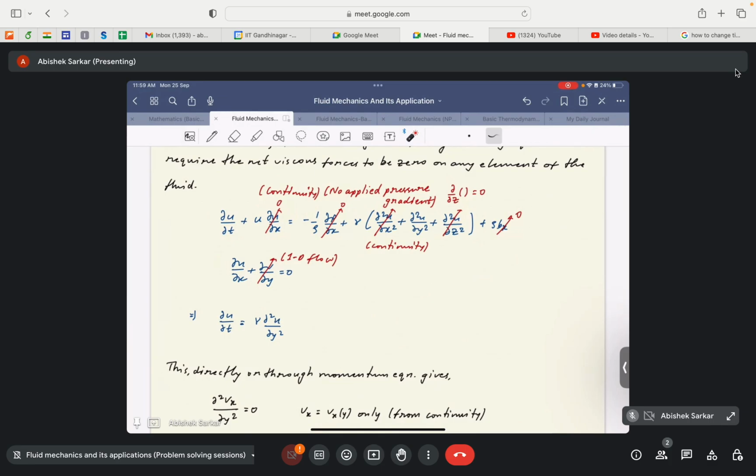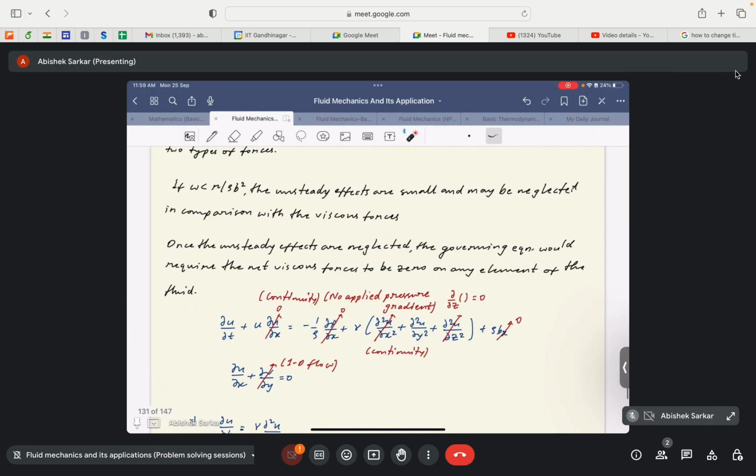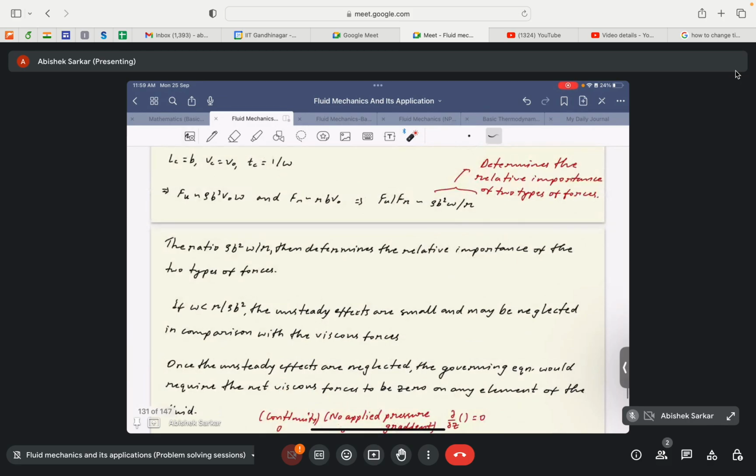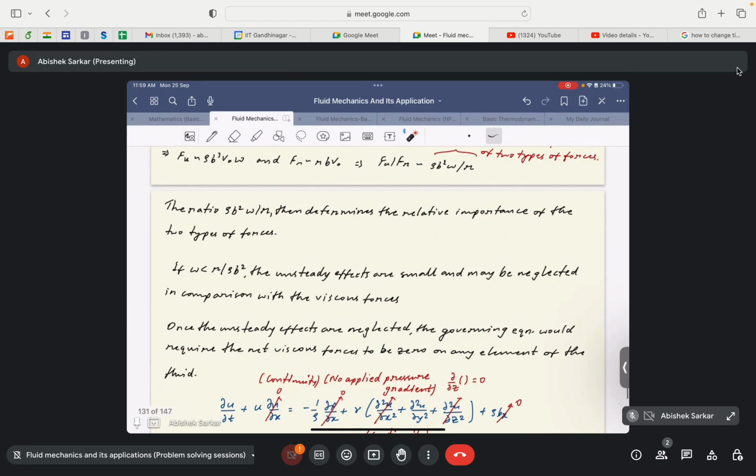Since there are only two terms that exist in the governing equation, which themselves represent two different types of forces, that's why we are comparing the relative magnitudes of these two forces and how they scale, to see which of the two forces dominates our flow field. Okay, so as I mentioned here, the ratio rho b square by mu determines the relative importance of the two types of forces.